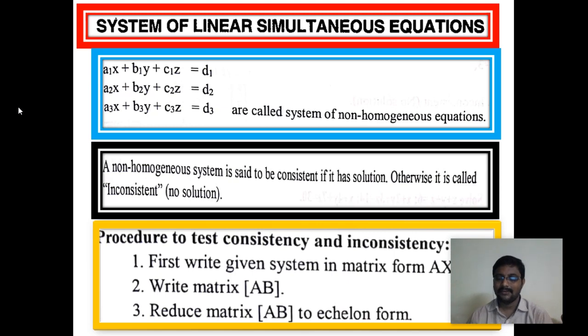First, we have to write the matrix form of the given system of simultaneous non-homogeneous equations. That is, the matrix form is AX equal to B. In the second step, we have to write the augmented matrix, the matrix AB. And last, reduce the augmented matrix to echelon form.